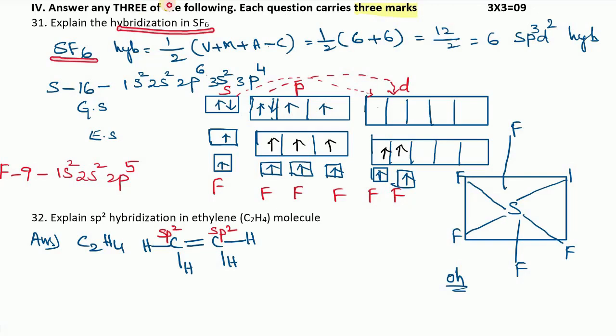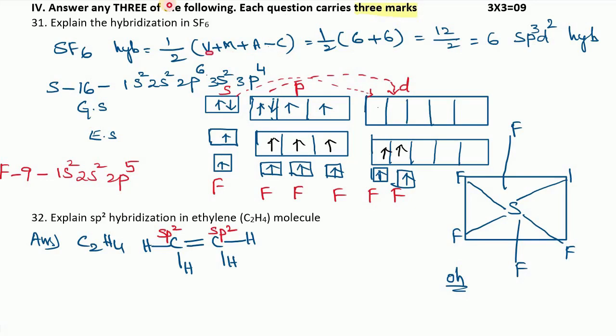SF6 hybridization. What is the formula for hybridization? Half into V plus M plus A minus C. V means valence. M means monovalent, which can make only single bonds, like hydrogen and halogens. A means anion, and C means cation. So valence plus monovalent, plus anion, minus cation. 1 by 2 into V.